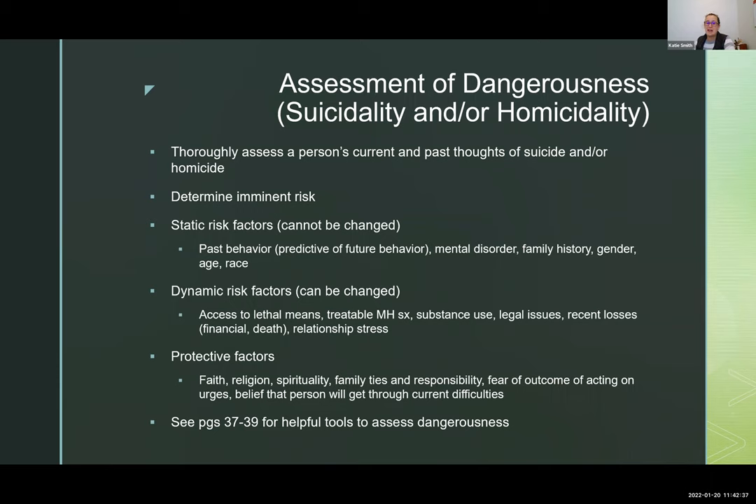So there are some static risk factors. A static risk factor is something that cannot be changed. So past behavior, again, predictive of future behavior. If somebody has a past suicide attempt, that's static. We can't change that. A mental disorder, family history, gender, age, race, all of those things cannot be changed. We know that aging Caucasian men are at the highest risk for completing suicide. That is something that I can't reverse time. I can't change my race. Like, those things are static.